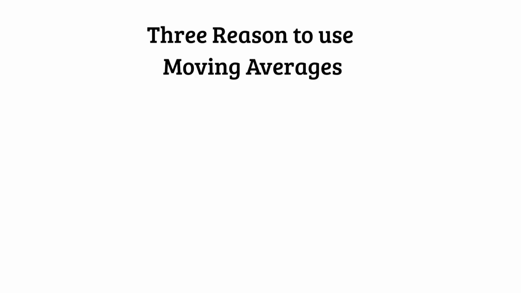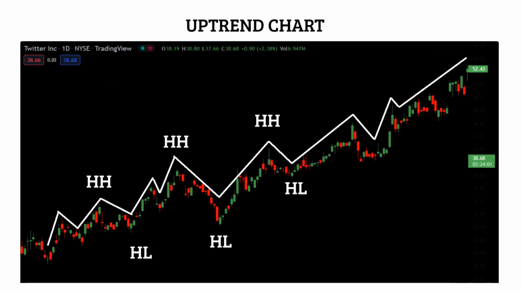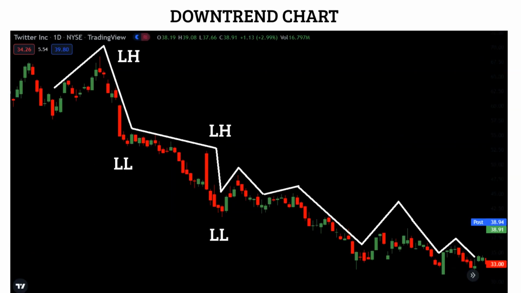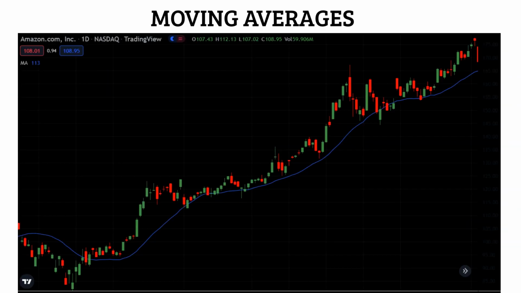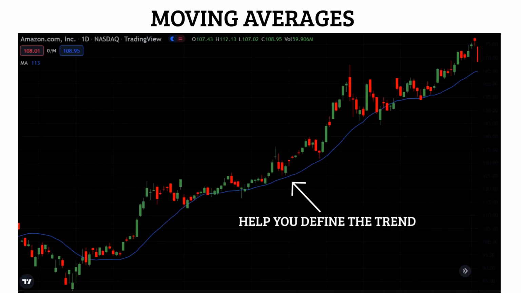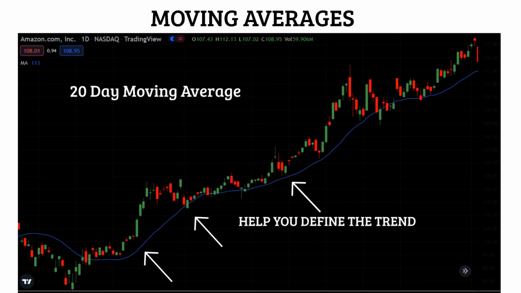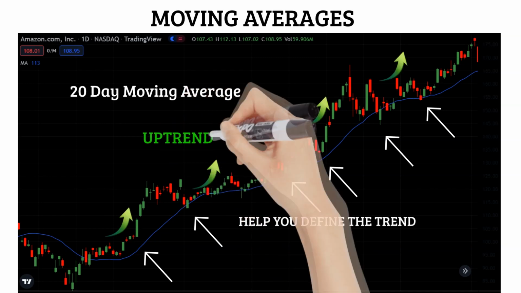There are three reasons why I use moving averages as one of my technical indicators. First, it helps me define the trend. Obviously, identifying higher highs and higher lows, lower highs and lower lows is a great way to define trend, but using moving averages can help you define the trend as well. Let's say you are working with the 20-day moving average. As long as the price is above the 20 period moving average line or bounces back from it, it is in an uptrend.